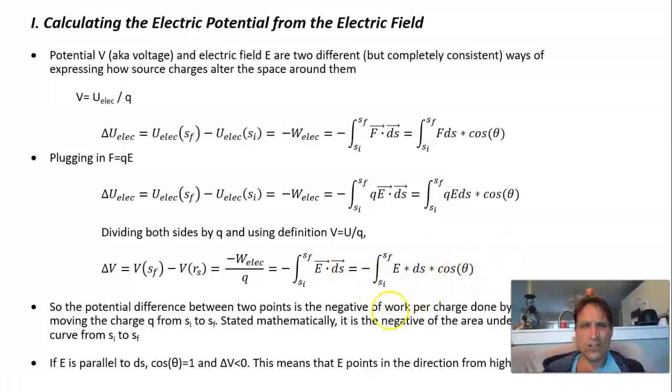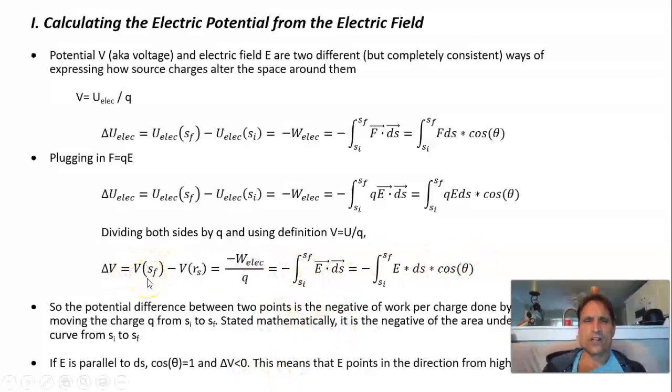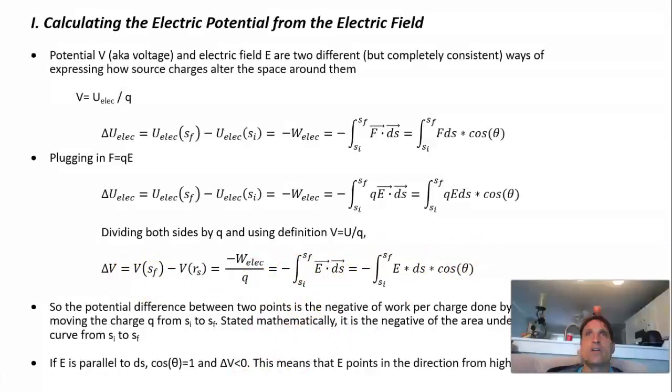So what does this mean here? Well, if E is parallel to displacement, in other words, if we're going along the direction of the field, then theta is 0, cosine of theta is 1. This integral becomes a positive value because everything in it is positive. So you get positive area under the curve with a negative sign. And so in other words, if we're going along the direction of the electric field, delta V is negative. In other words, the voltage decreases. Okay, so voltage decreases as you move along the direction of the electric field.